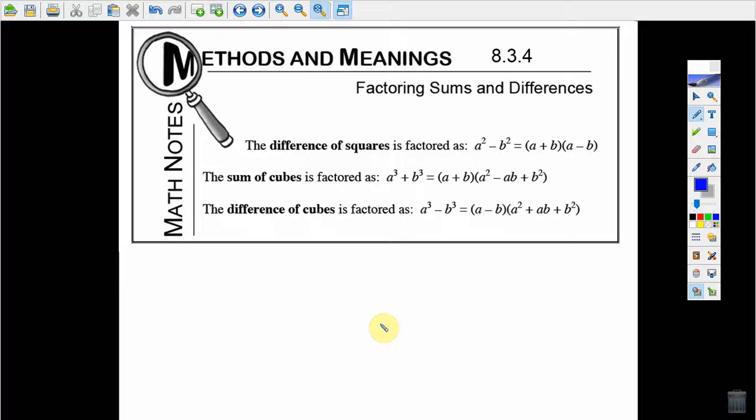Alright folks, welcome back to the final math notes of chapter 8. We're going to be looking at factoring sums and differences. We have a couple special cases that will make factoring higher degree polynomials a little bit easier for you.